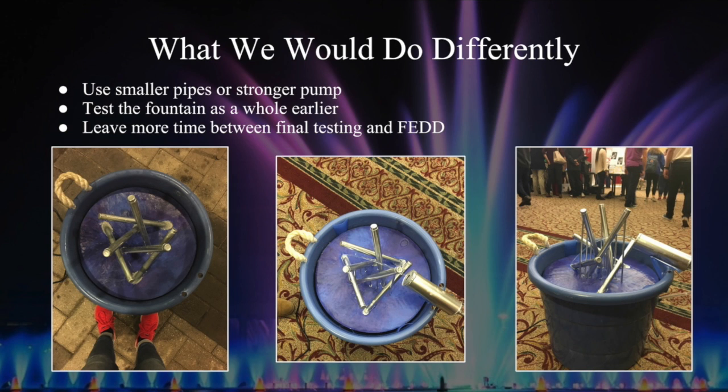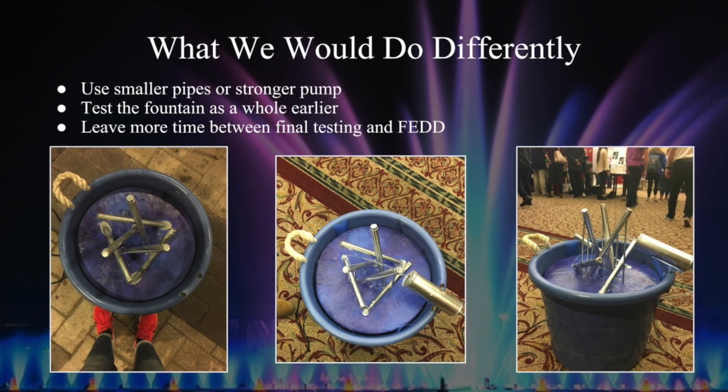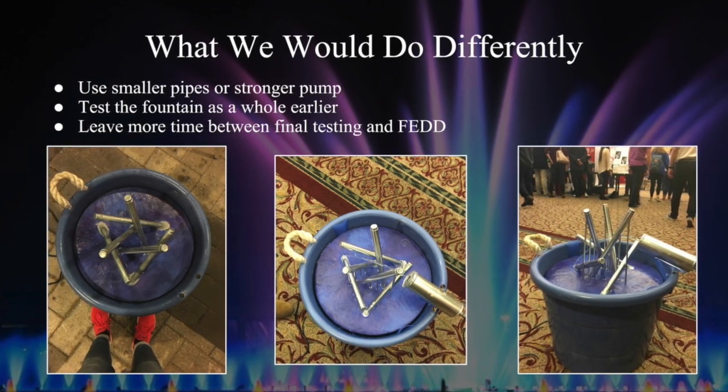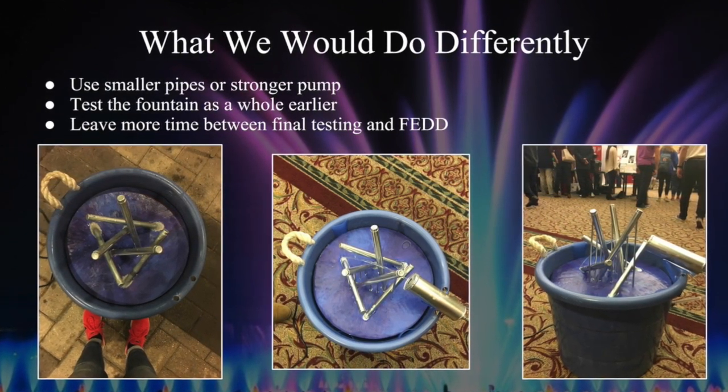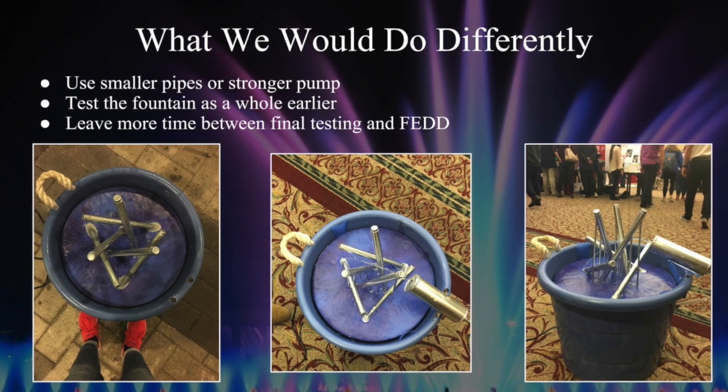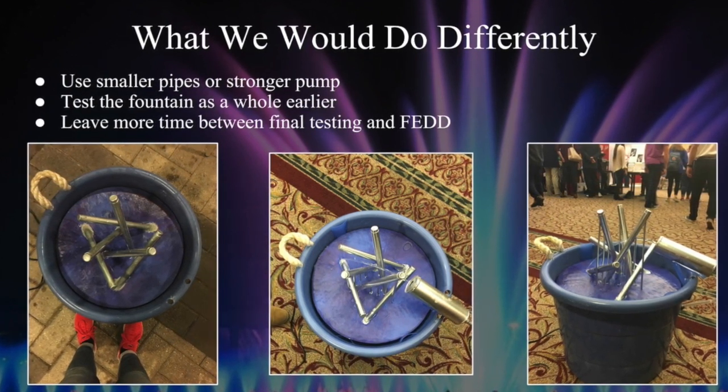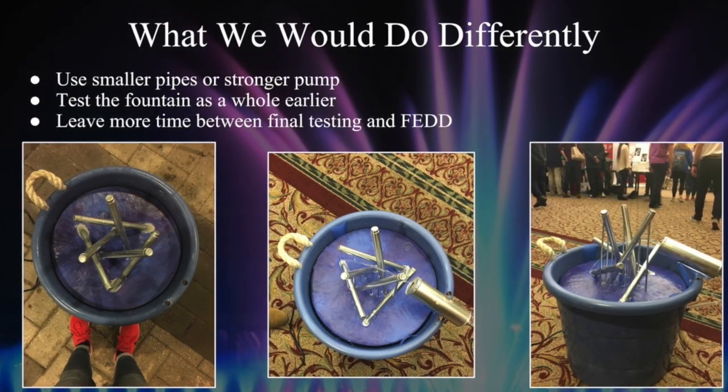What we would do differently. If we were to do this project again in the future, we would manage our time much better. Although we came up with a game plan very early on in the process, we planned everything with no room for error. This left our final testing far too close to the actual event and not much time to test the fountain and improve it.